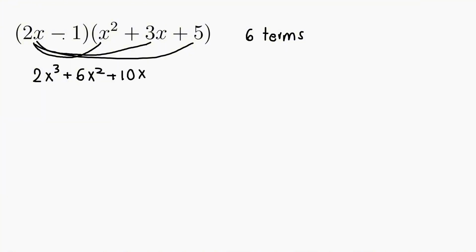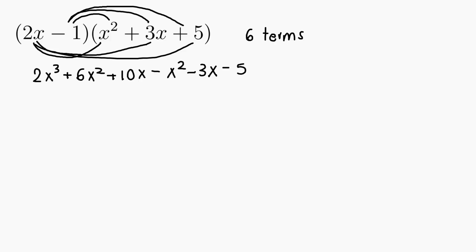Now, we need to do the same, but for this negative 1. So we're going to multiply negative 1 by x squared. This gives us negative x squared. We multiply negative 1 with 3x, which gives us negative 3x. And we do negative 1 multiplied by 5, which gives us negative 5. As you can see, we have 6 terms here, which means we multiplied every term with every other term.